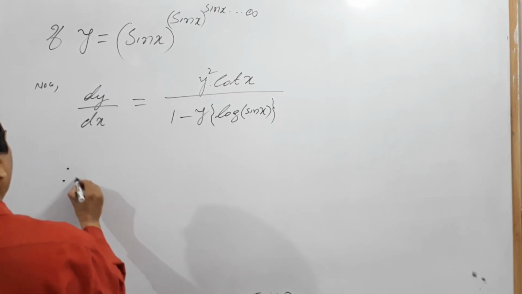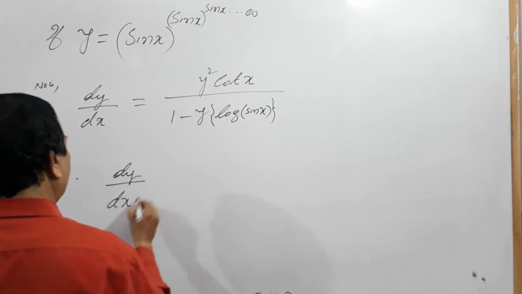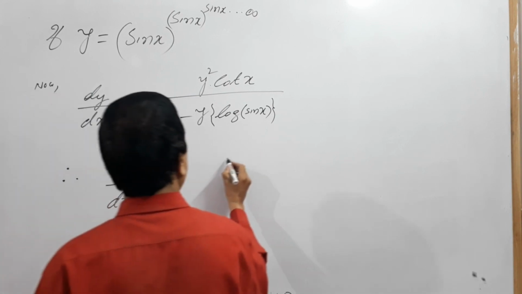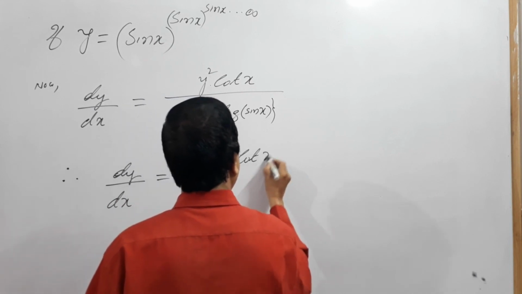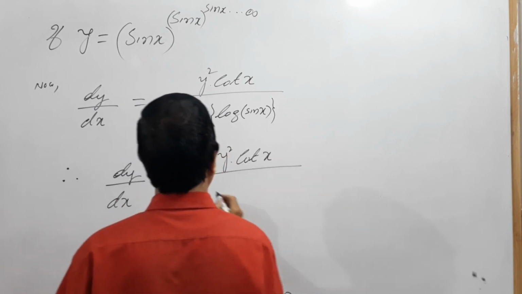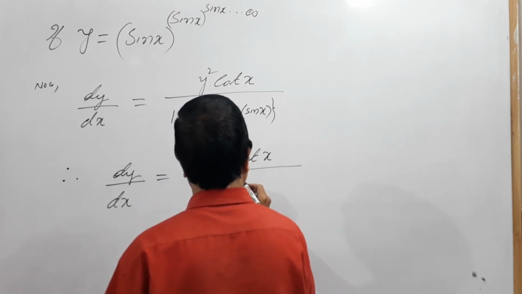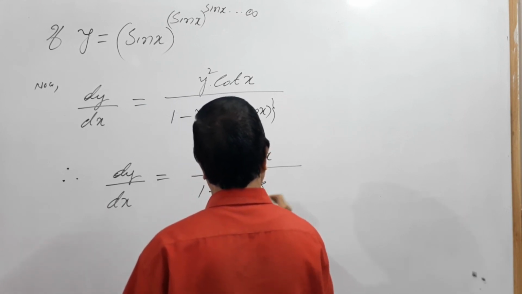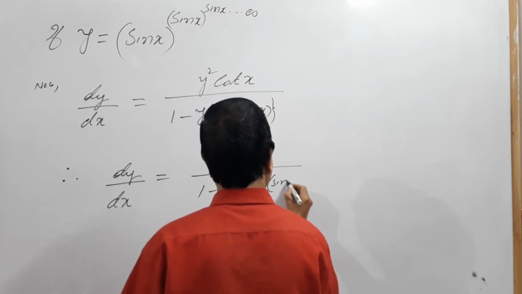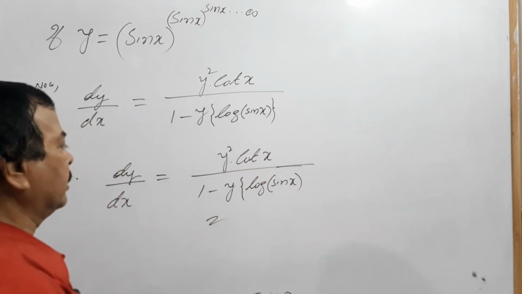Therefore, dy by dx equals y square into cot x into 1 minus log of sin x. This is your answer.